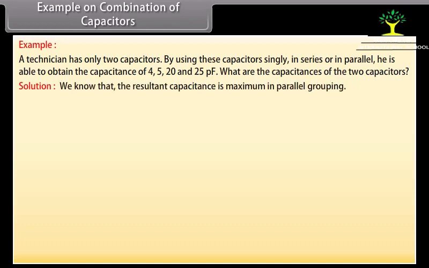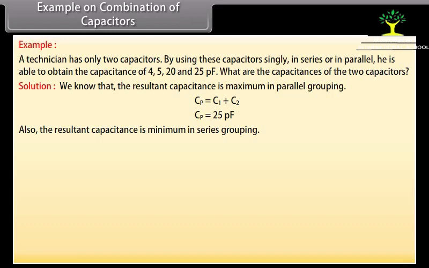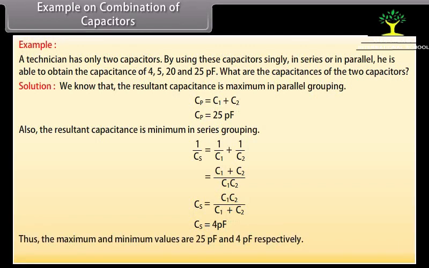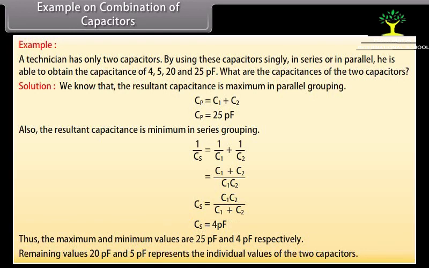Let's see the solution. We know that the resultant capacitance is maximum in parallel grouping. Cp is equal to C1 plus C2, or Cp is equal to 25 picofarad. Also, the resultant capacitance is minimum in series grouping. Reciprocal of Cs is equal to 1 upon C1 plus 1 upon C2, or Cs is equal to 4 picofarad. Thus, the maximum and minimum values are 25 picofarad and 4 picofarad respectively. Remaining values 20 picofarad and 5 picofarad represent the individual values of the two capacitors.